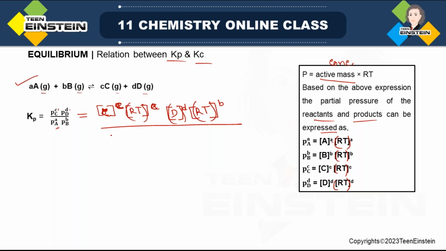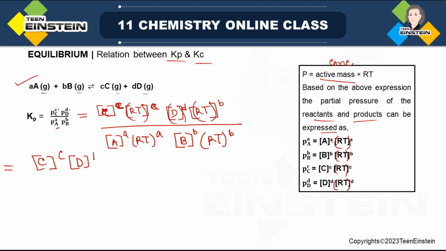And in the denominator it should be concentration of A to the power a, then RT to the power a, concentration of B, RT to the power b. Now C to the power c, D to the power d, A to the power a, and B to the power b. And the RT terms we will write separately as c plus d minus a minus b, a plus b, minus a plus b together.